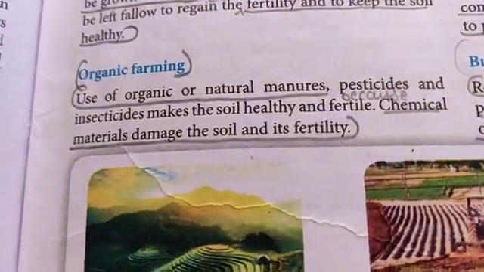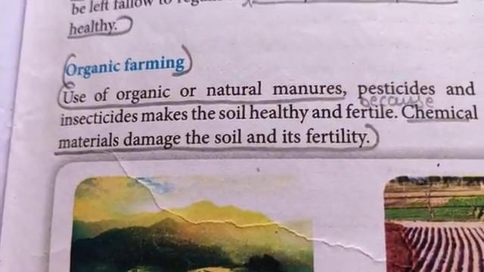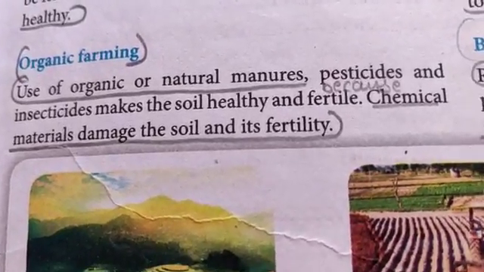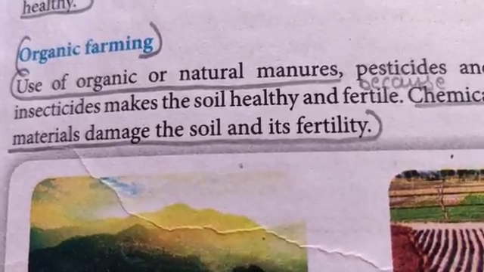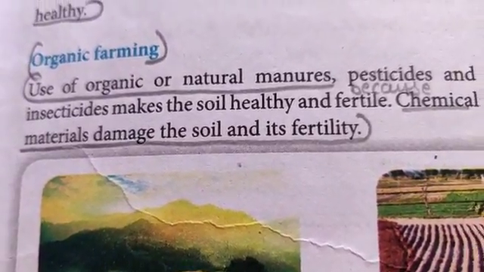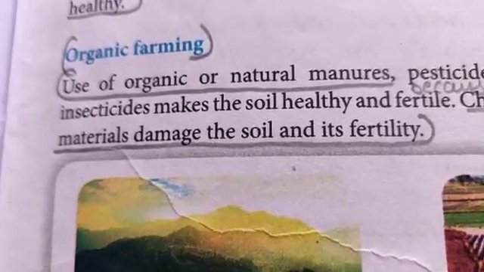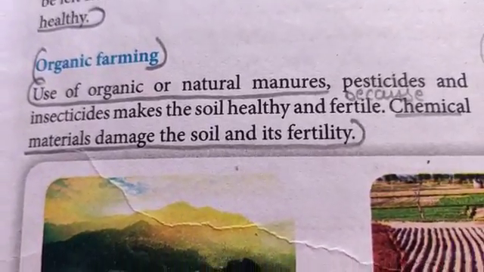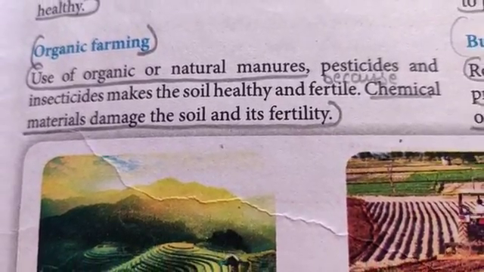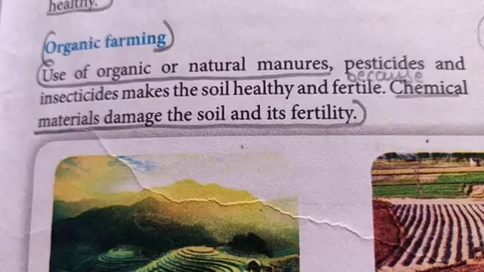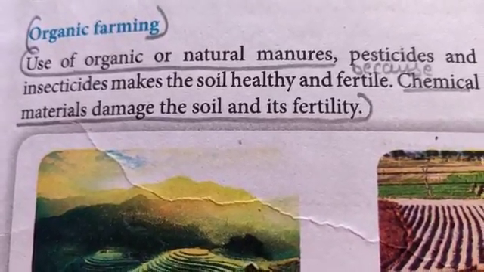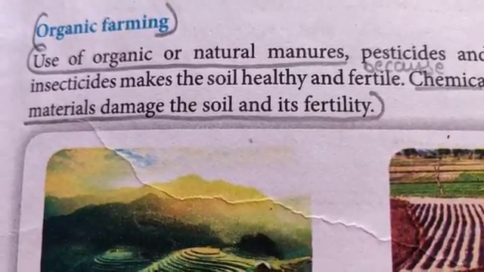Now coming to organic farming. Organic farming, where we are not using chemicals or fertilizers or pesticides or insecticides. We are using organic or natural manure like cow dung and so on and so forth. Now, use of organic or natural manures, pesticides and the insecticides makes the soil healthy and fertile. Chemical materials damage the soil and its fertility.